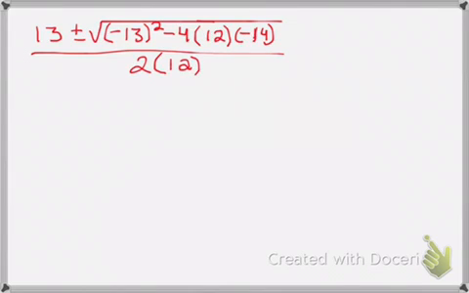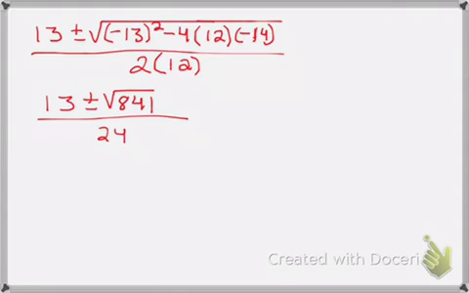Remember, you put everything that's under that square root in the calculator. So when you do -13 squared minus 4 times 12 times -14, under the radical, I get square root of 841. Now I'm going to go ahead and double check, and of course 2 times 12 is 24. I'm going to check to see if square root of 841 is a perfect square. And it is. It equals 29. So I have 13 plus or minus 29 over 24.